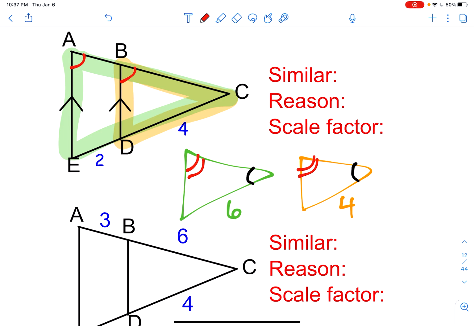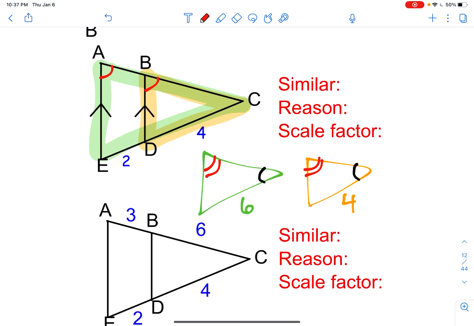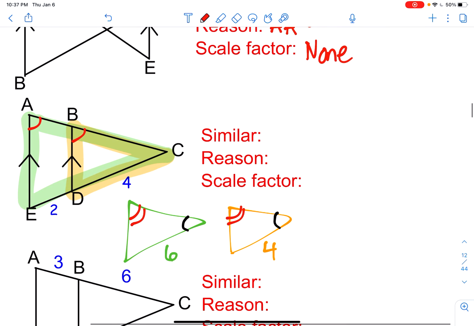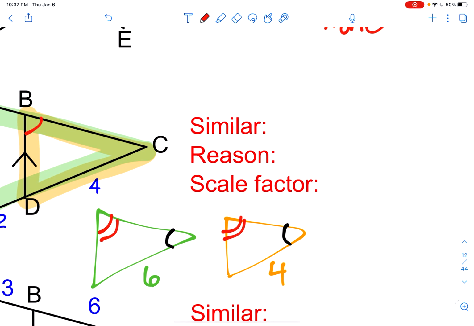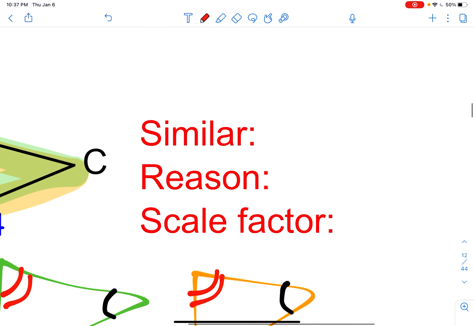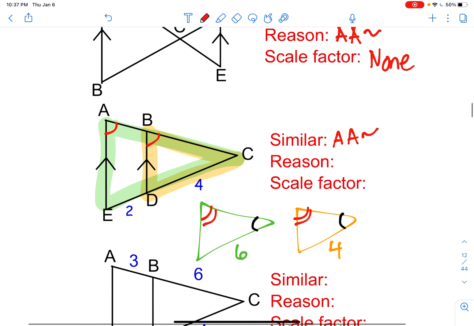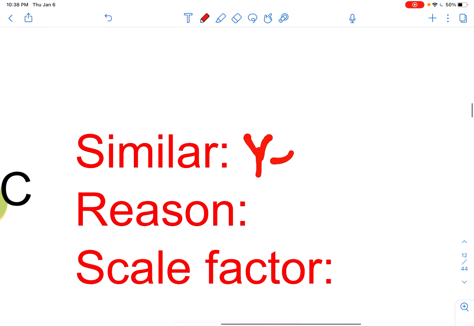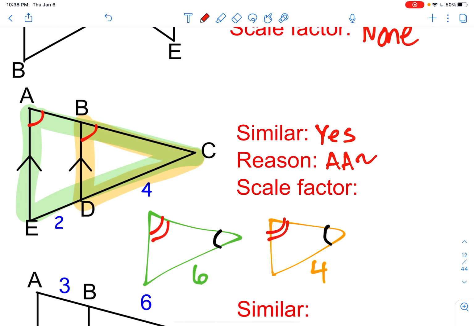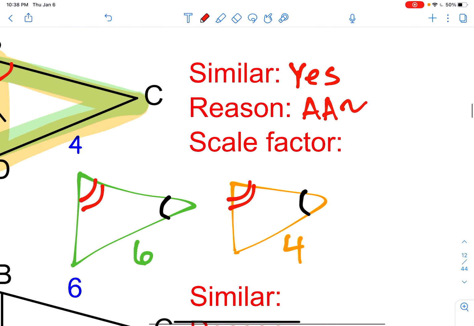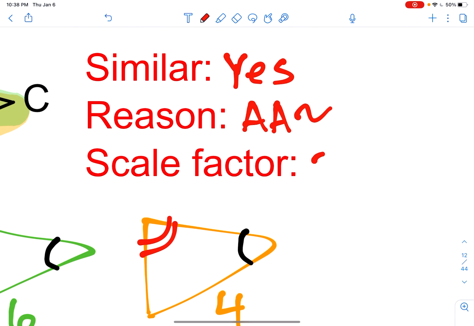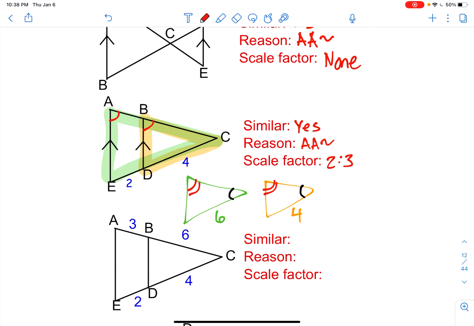So I have angle. So are they similar? Or angle, side, I can use either one, but angle is enough. So are they similar? Yes. By what reason? Angle, angle. And the scale factor in this case is 4 to 6, which is 2 to 3 when you reduce it.